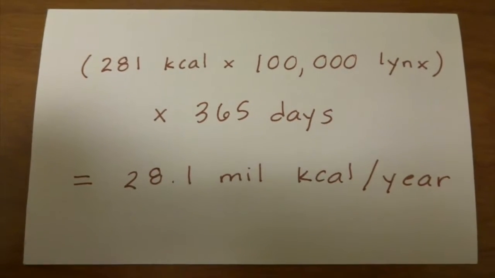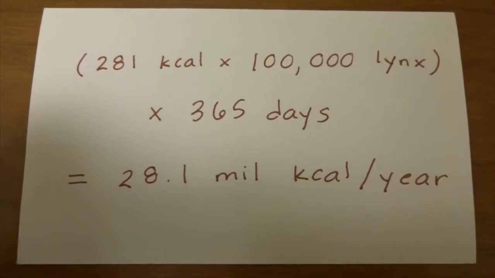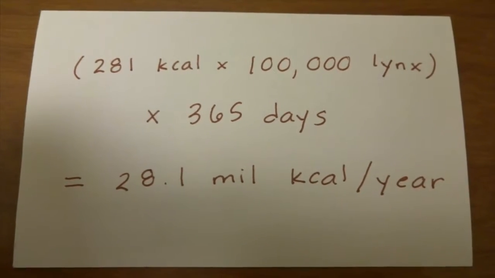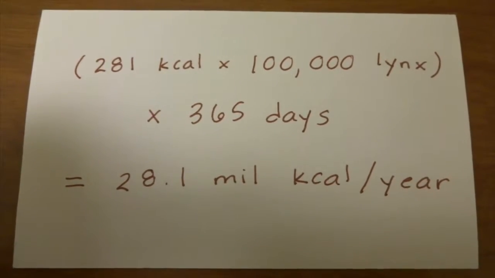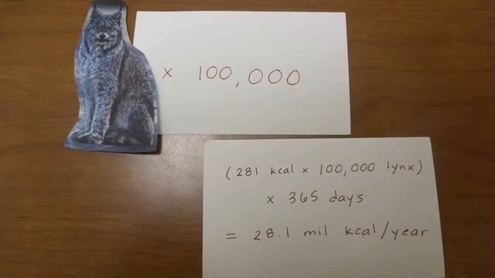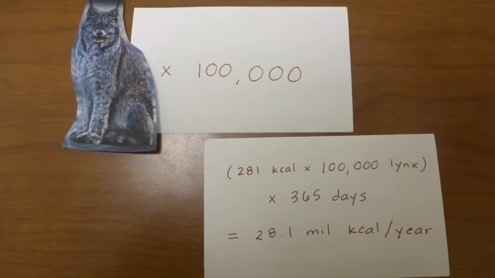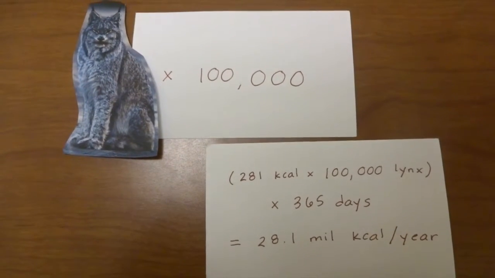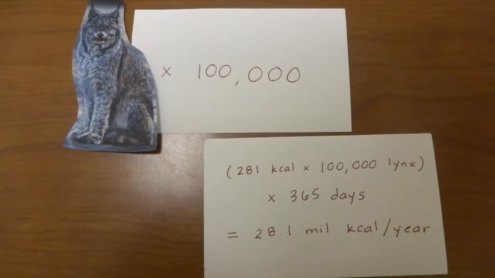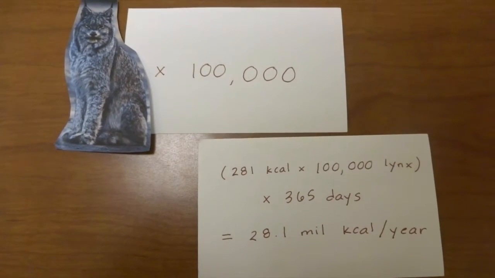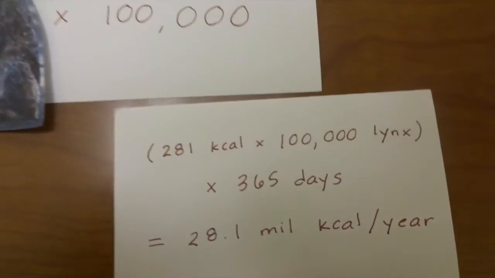For purposes of this calculation, even though the population fluctuates anywhere from 50,000 to 500,000 Canadian lynx throughout Canada, let's say that the population size is 100,000 adult Canadian lynx. By multiplying the population caloric demand from above, which is about 281 kcals a day, by 100,000, which is the number of individuals in the population, and multiplying it by 365 days, we are able to get the population caloric demand for 12 months, which is 28.1 million calories a year.